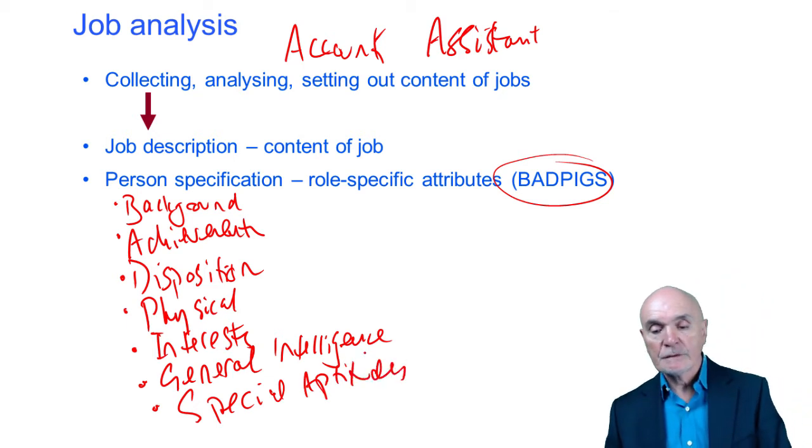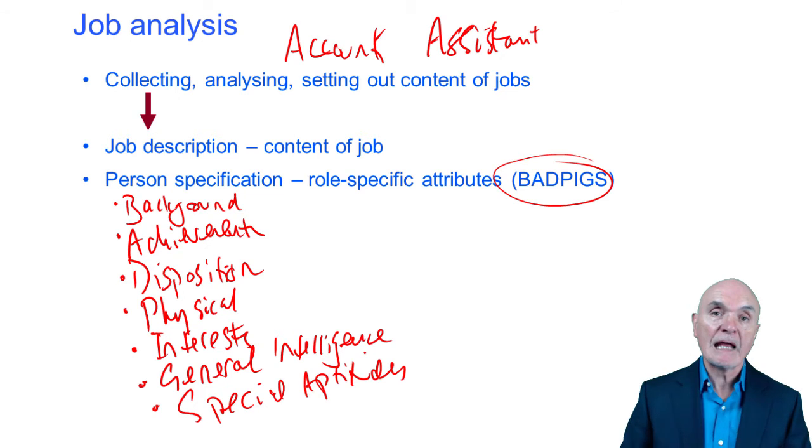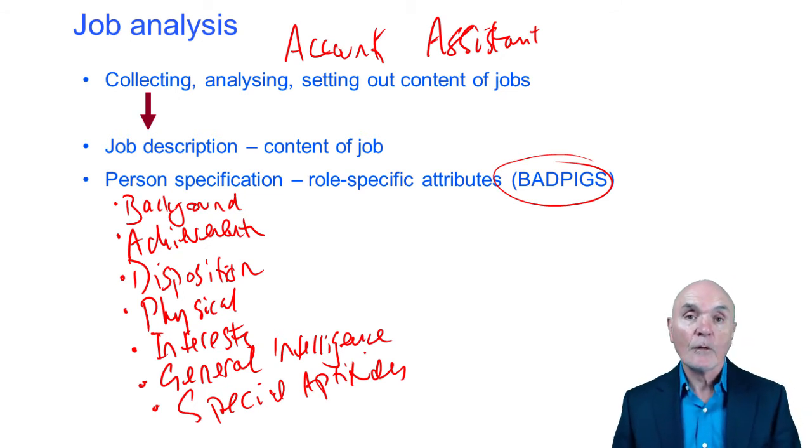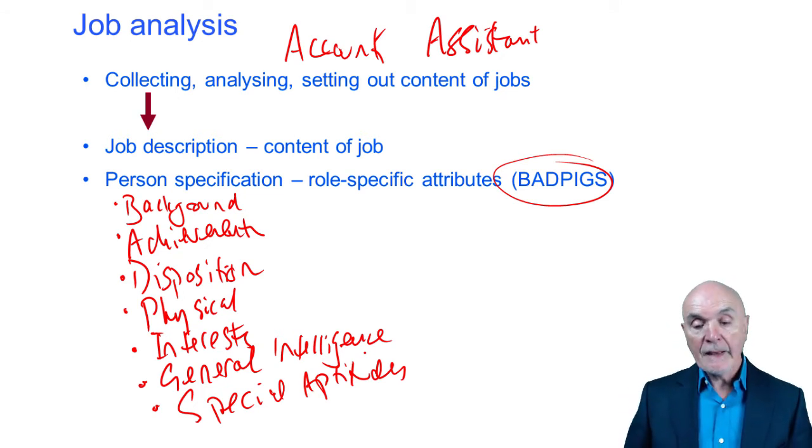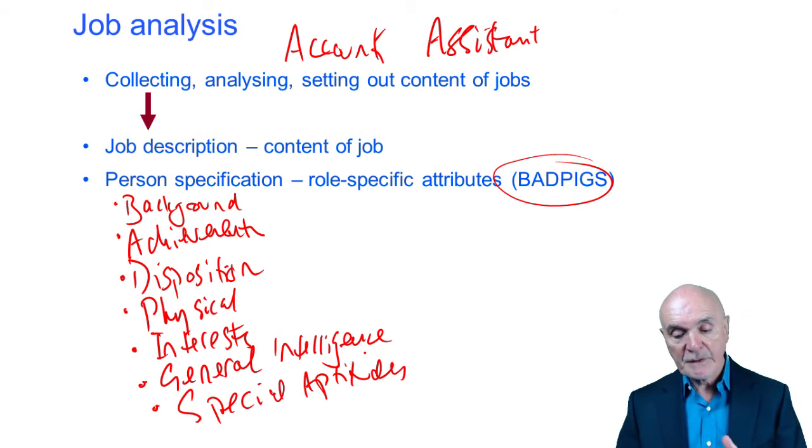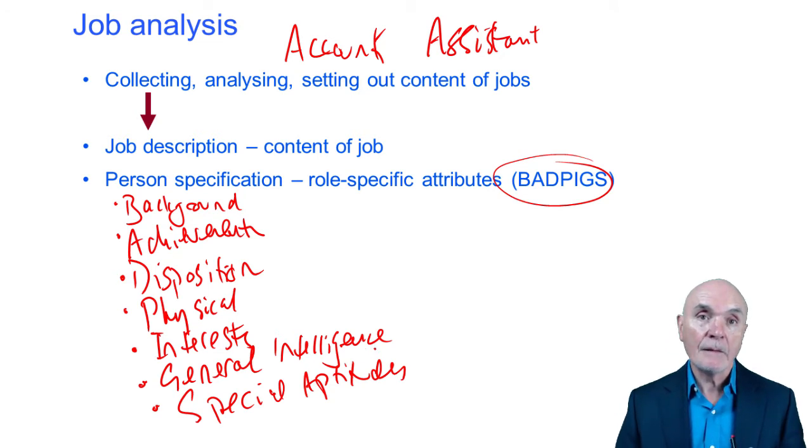So special aptitudes maybe is an aptitude to learn languages, maybe it's an aptitude for computer programming. If you can identify special aptitudes which match the qualities you need, then that's obviously a mark in favour of that particular candidate.